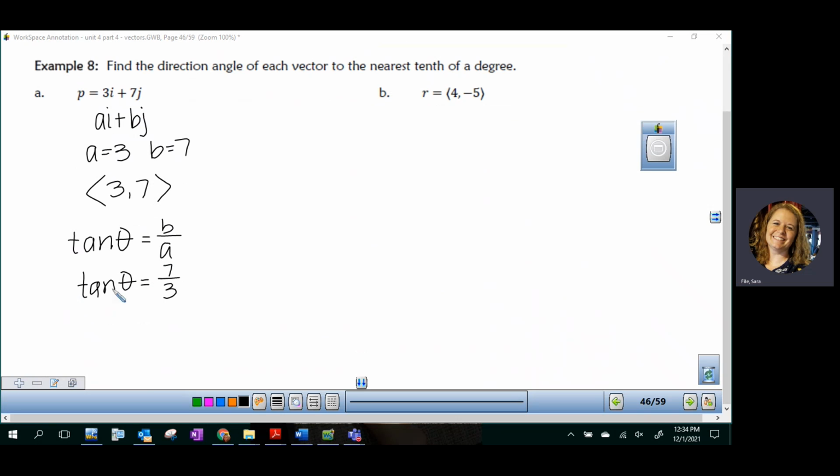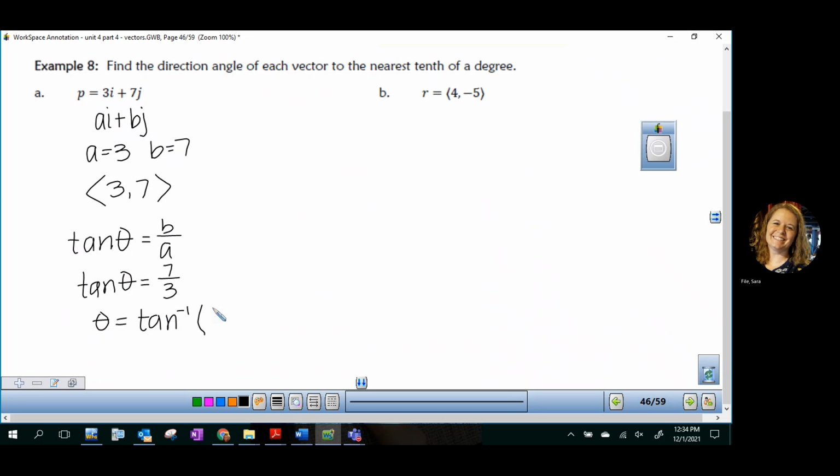How do I solve for theta? How do I get rid of tangent? Good. Inverse. I make sure my calculator's in degree mode and I plug that in and I get approximately 66.8 degrees.